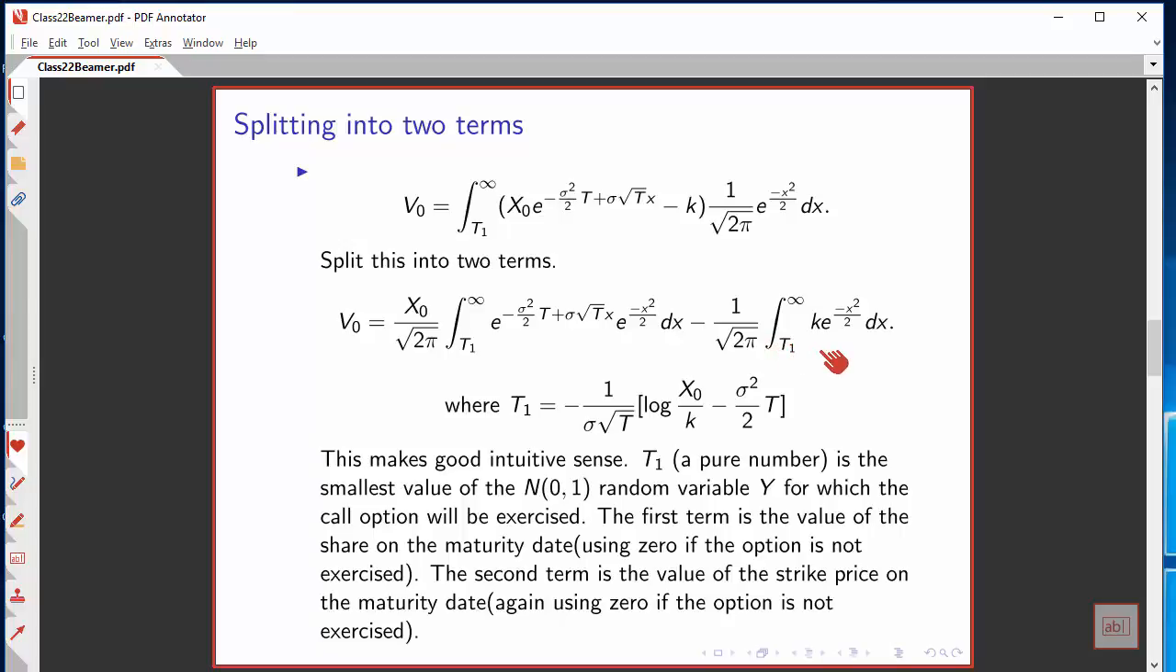The second term is almost a calculation of the strike price. If I integrated from minus infinity to infinity, this integral would just equal k. So you can think of this as k multiplied by the probability that the option is in the money.